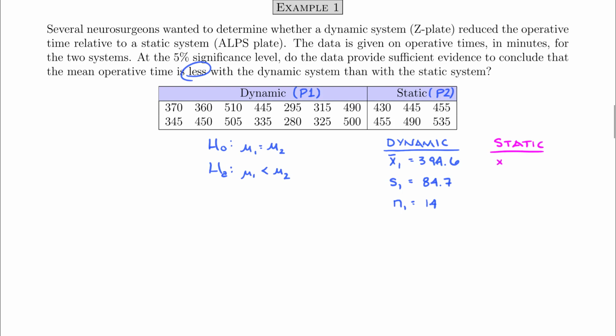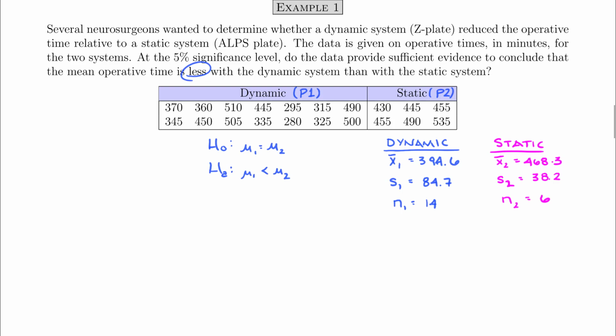We'll do the exact same thing for the static column. So we first calculate the mean of the sample. That's our x bar sub 2, which is 468.3. We calculate the sample standard deviation, which is going to be s sub 2, and we get 38.2. And the number of values in that sample is 6.